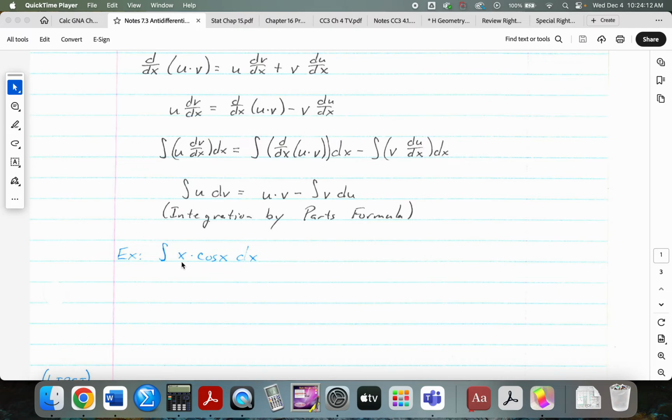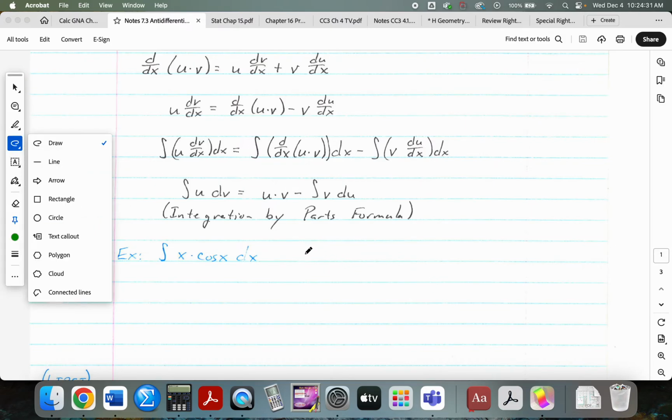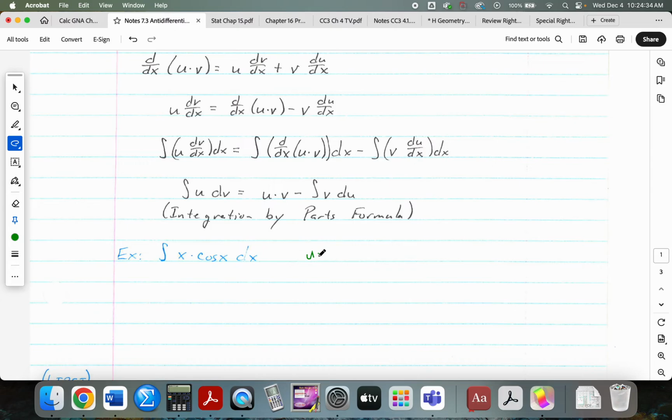So this will allow us to do integrals like this one, where it's the product, not the sum or difference, of two totally unrelated functions, or totally different kinds of functions. I shouldn't say they're unrelated. They both have an x in them, but completely different kinds of functions. So what we would do on this is we're going to let u be equal to x. And we're going to let dv be everything else that's in the integral. So that'll be cosine of x dx.